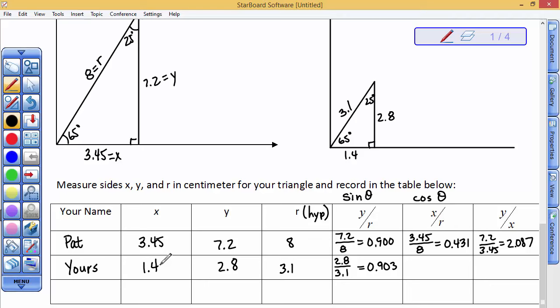Your x value is 1.4. Your r value is 3.1. When you divide those out, you should get 0.452. Look, I got 0.431, pretty close.